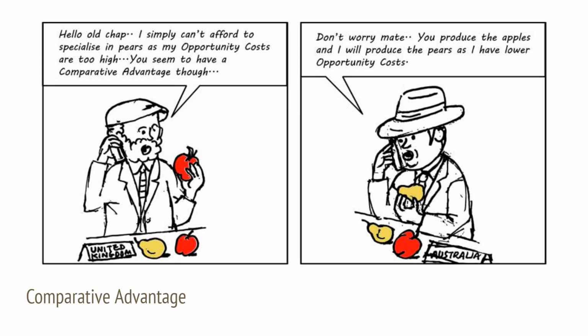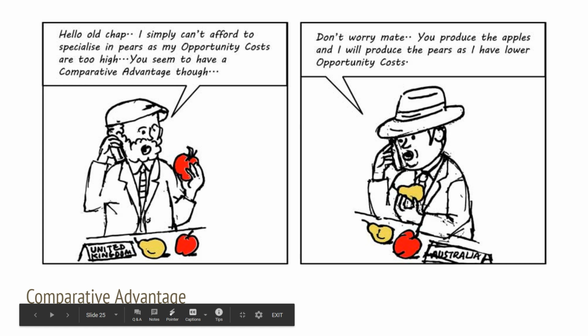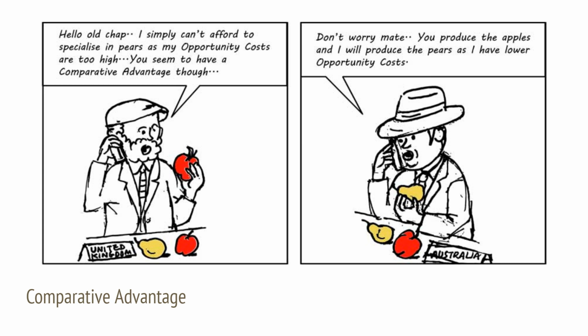All right? This is a great example, right? Australia and the United Kingdom. The UK's climate doesn't allow it to specialize in pears, right? Australia can. The cost of doing so is cheaper, so that means they should.